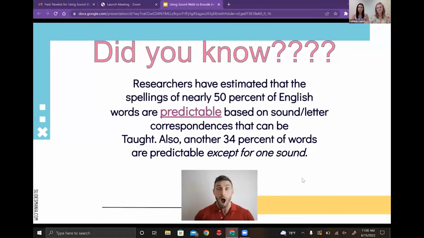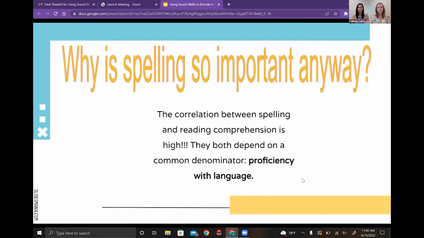And why is spelling so important anyways? The correlation between spelling and reading comprehension is so high. They both depend on the common denominator, which is proficiency with language.